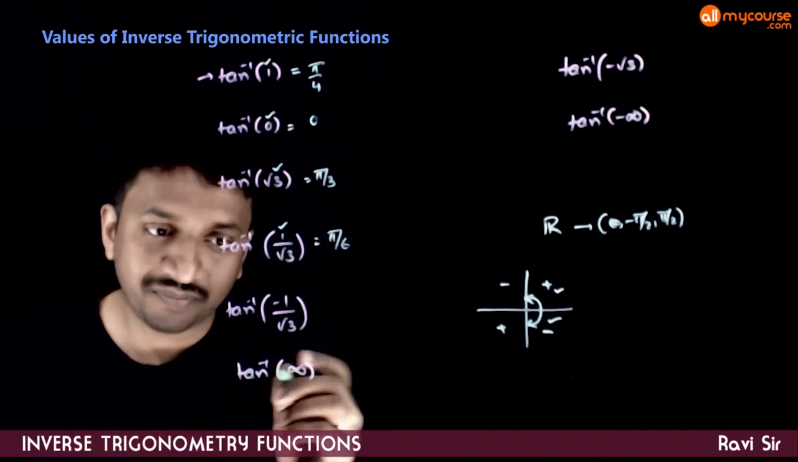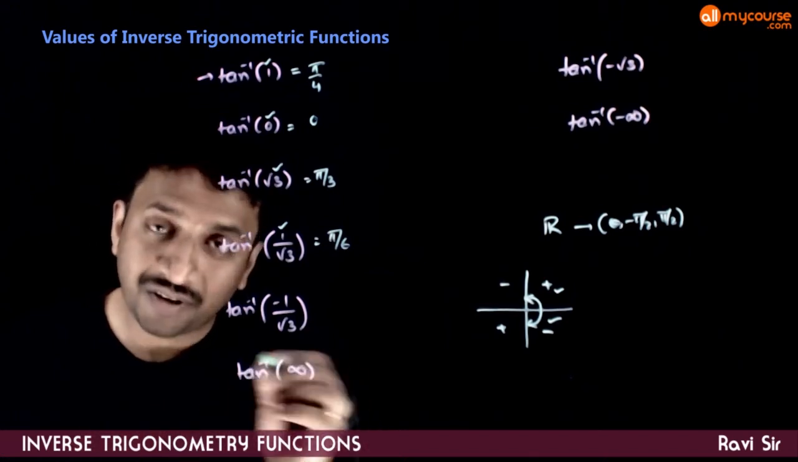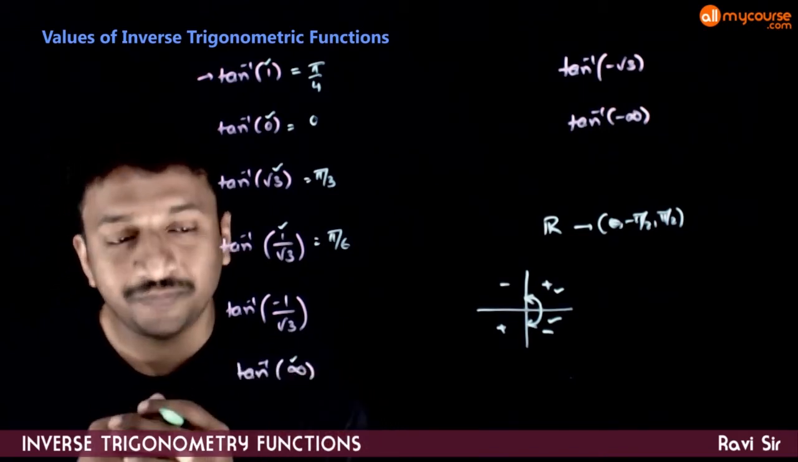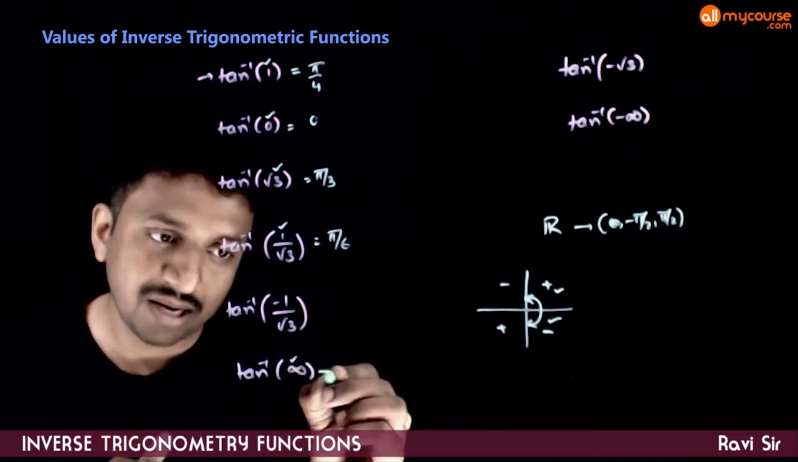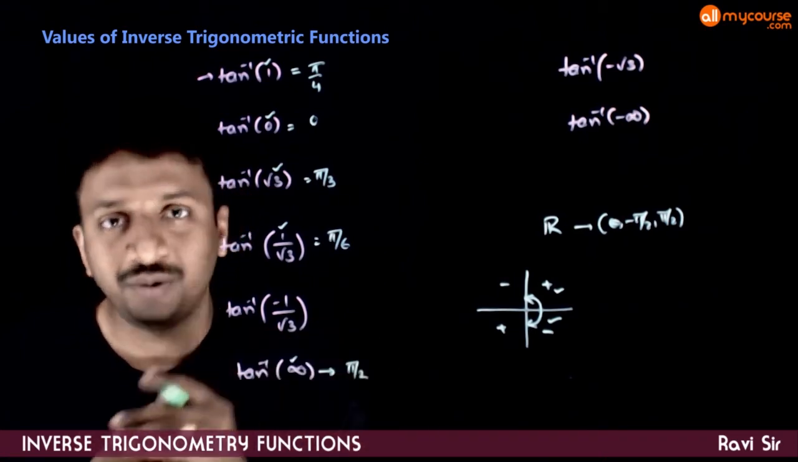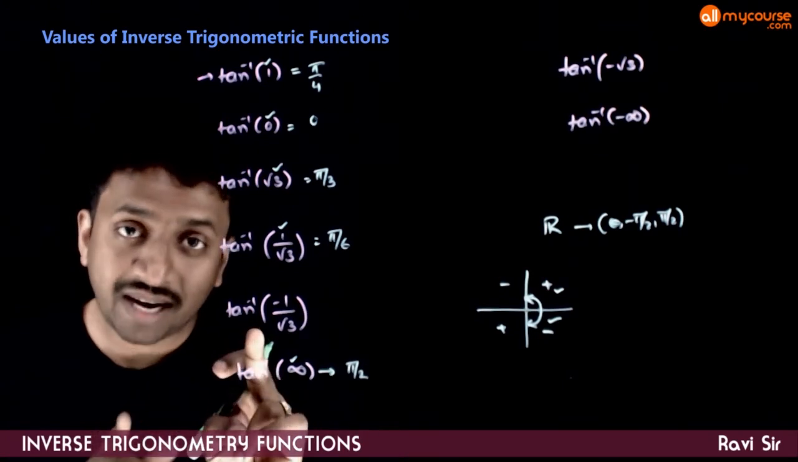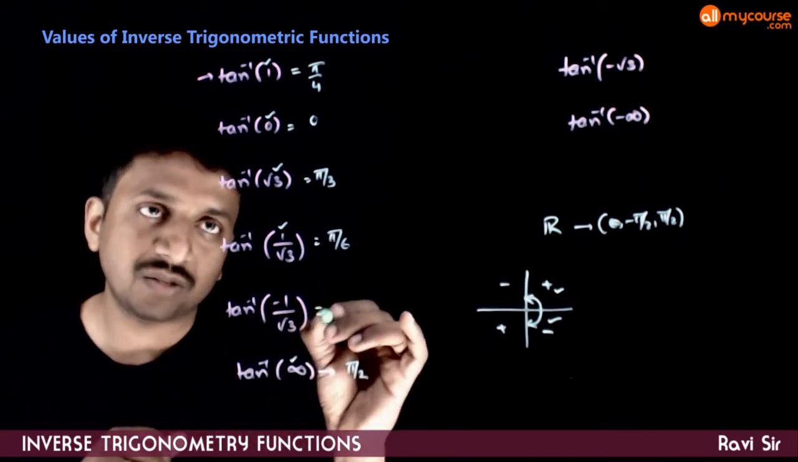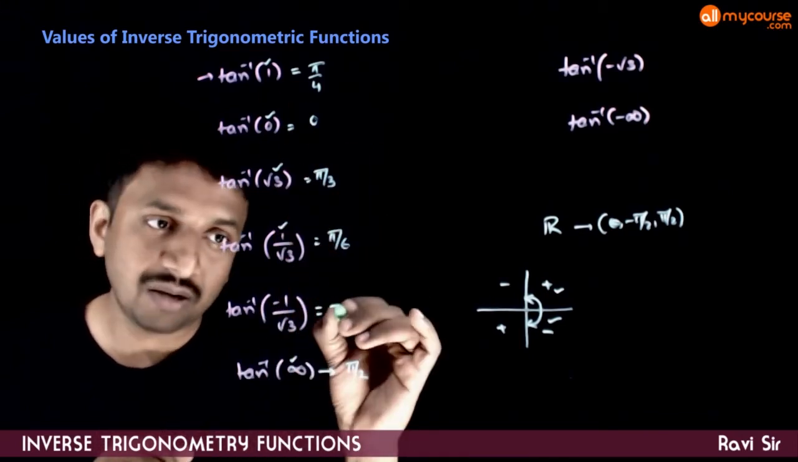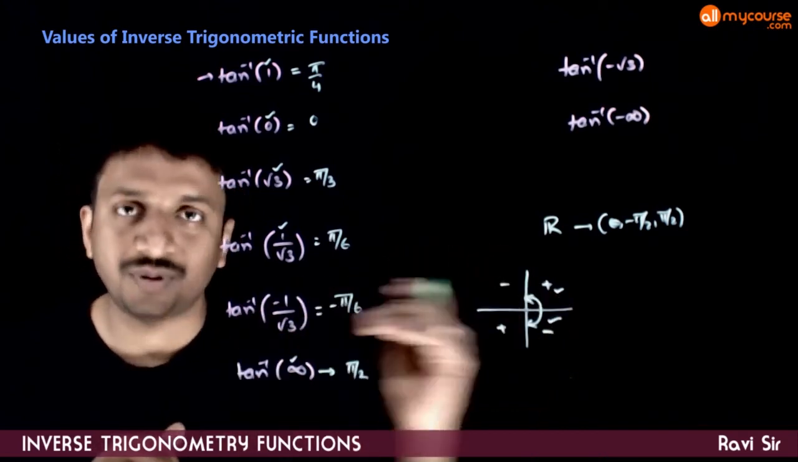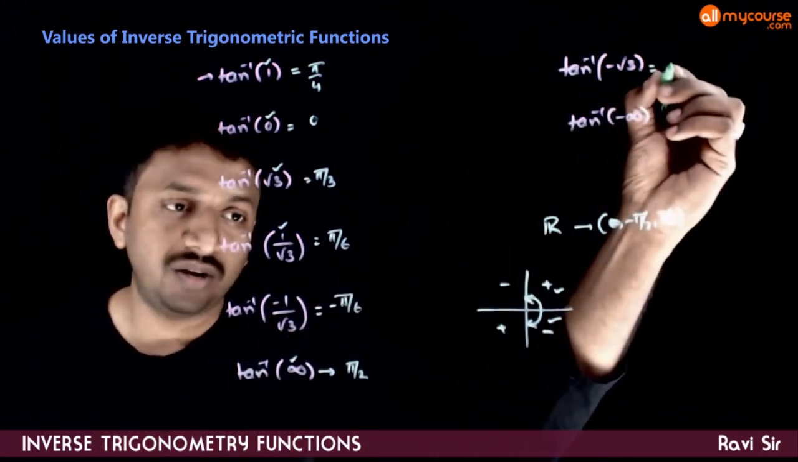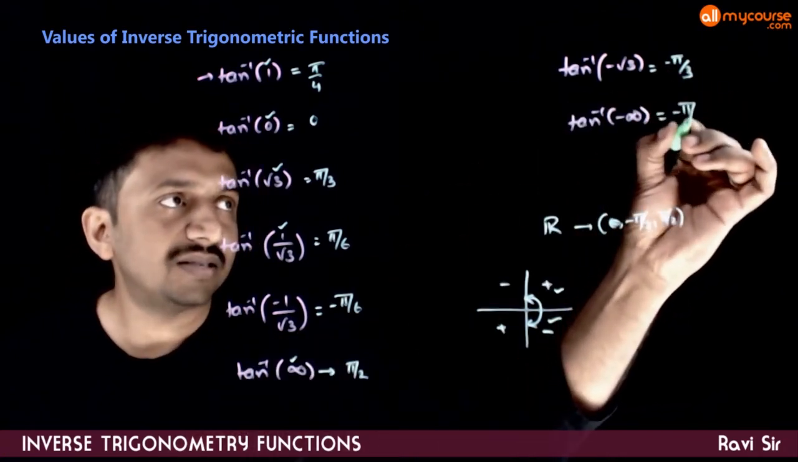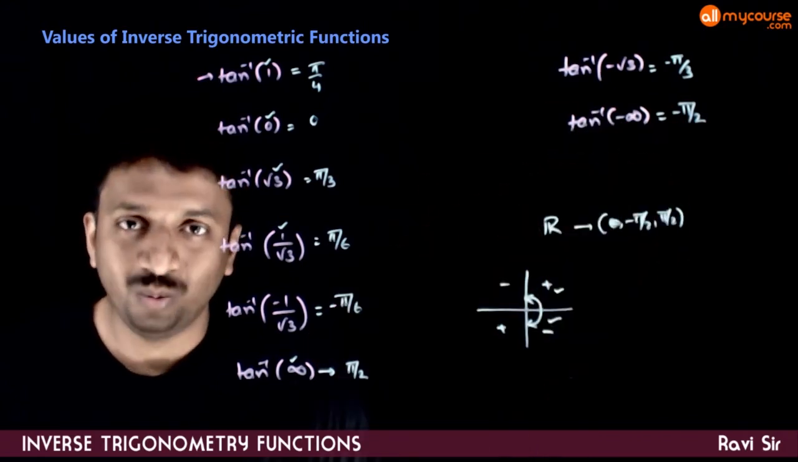Tan inverse of infinity. Usually this doesn't happen because infinity is not a number. But if the number inside tends to infinity, the value of tan inverse of that number tends to pi by 2. Similarly, if you have a negative number, you get an allied position in the 4th quadrant. Tan inverse of minus 1 by root 3 is minus pi by 6, the allied position. Tan inverse of minus root 3 is minus pi by 3. Tan inverse of minus infinity tends to minus pi by 2.